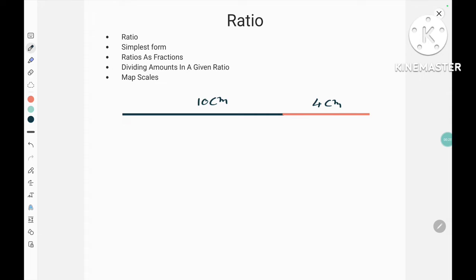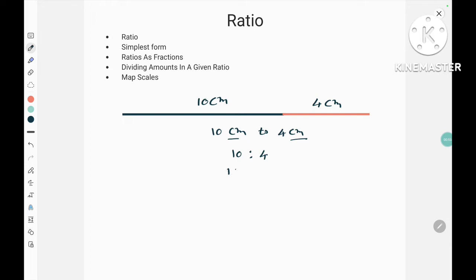If we want to compare them as a ratio, we can first write it in ratio form: 10 centimeters to 4 centimeters. Or we could write it symbolically as 10:4. This colon we read as "10 to 4". We avoid writing the centimeter units because both have the same unit, so it's fine to leave it out.